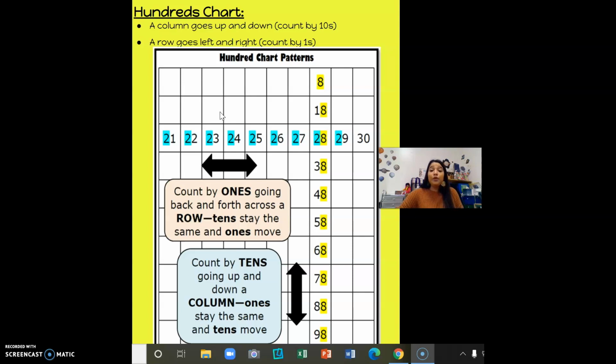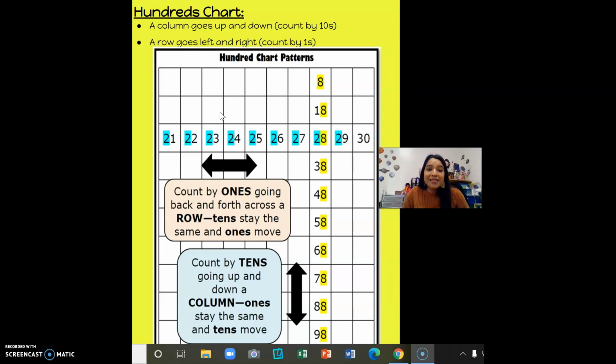Okay, let's review really quickly. Our column, we go up and down. That's correct. We go up and down and we count by tens. And what place stays the same? The tens or the ones? The ones place stays the same. Awesome. And now our row, we go left to right, and we count by ones. And what place stays the same? The tens or the ones?